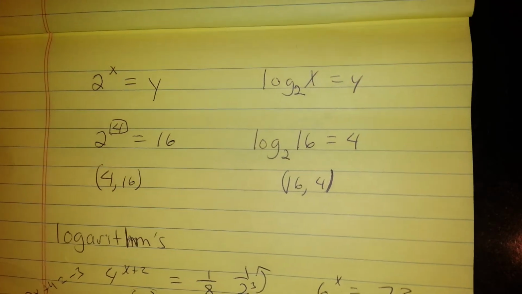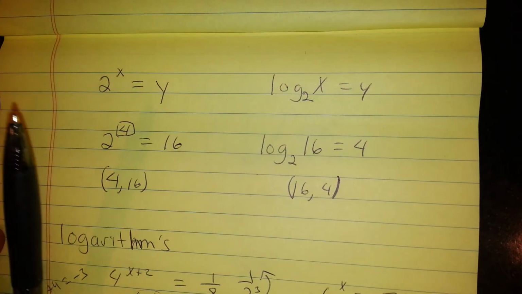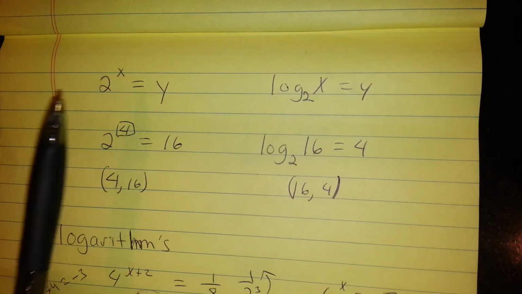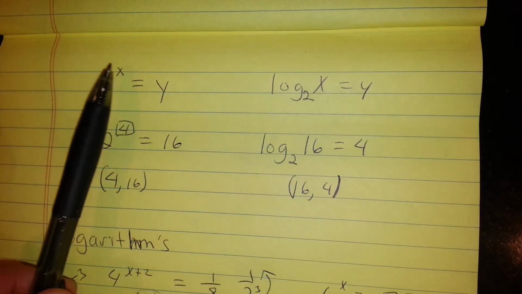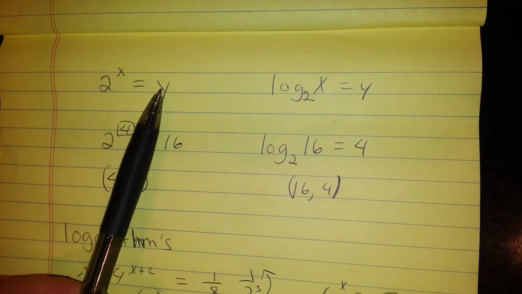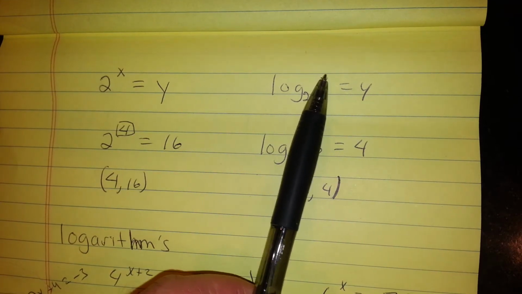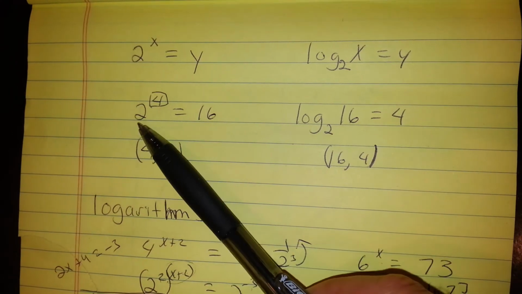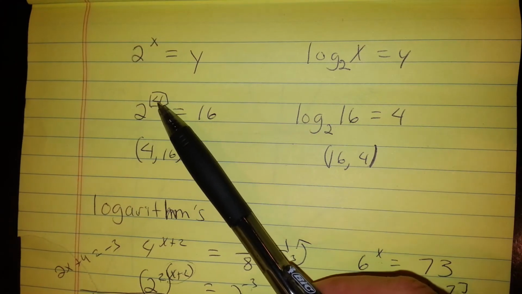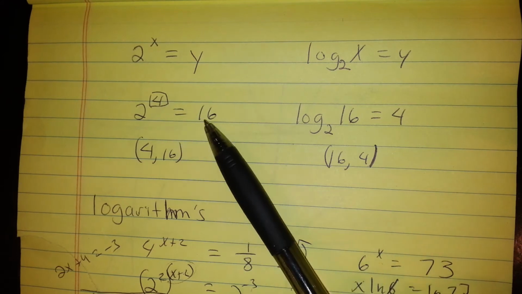Exponential functions and logarithmic functions are inverses. Remember they have inverse domain and range, so this domain is this range, and this range is this domain. Here I plug in an exponent, I get an output. Here I'm plugging in that output and I get the exponent. Here's an example. Base 2, I plug in 4, I get out 16. 2 to the 4th power is 16.